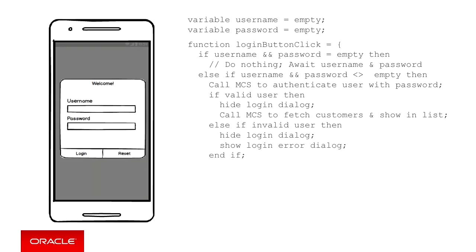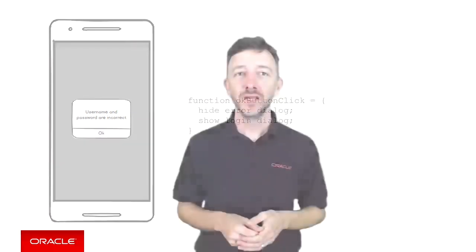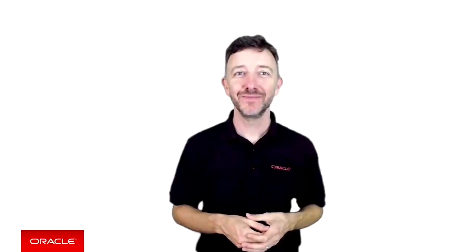Now, going back to the login dialog, for the reset button, when selected, we simply want to clear the username and password fields, allowing the user to enter new fresh values. Finally, returning to the error dialog, when the user sees the error dialog and they select the OK button to acknowledge it, we want to hide the error dialog and return to the login dialog to give the user another chance to log in. Okay, so with all this in mind, with the pseudocode in place, let's actually start building our application.